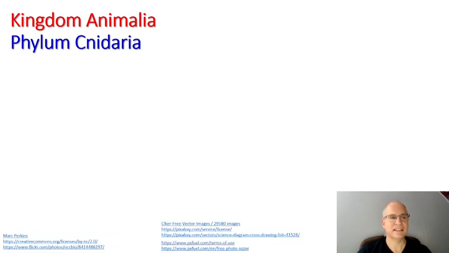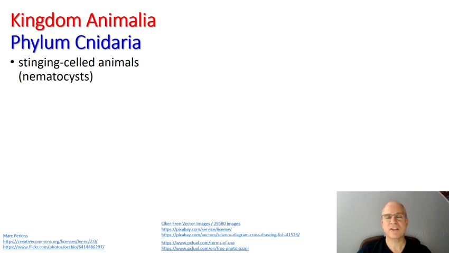Next phylum is the phylum Cnidaria. Now I know this one sounds a little weird. The C in Cnidaria is silent. But these are the stinging-celled animals. These are animals that have structures called nematocysts, and these are pretty cool.